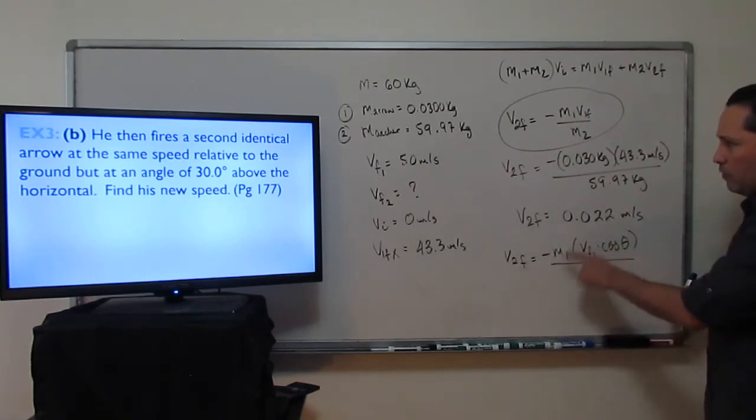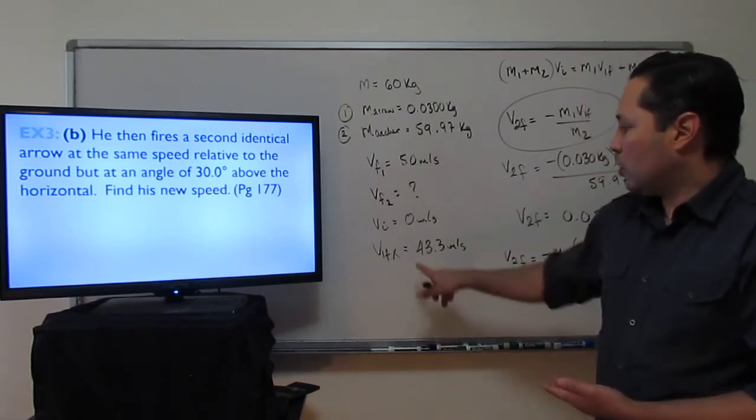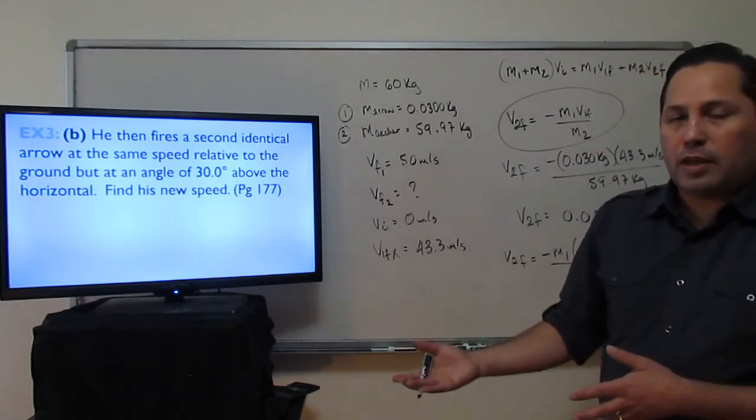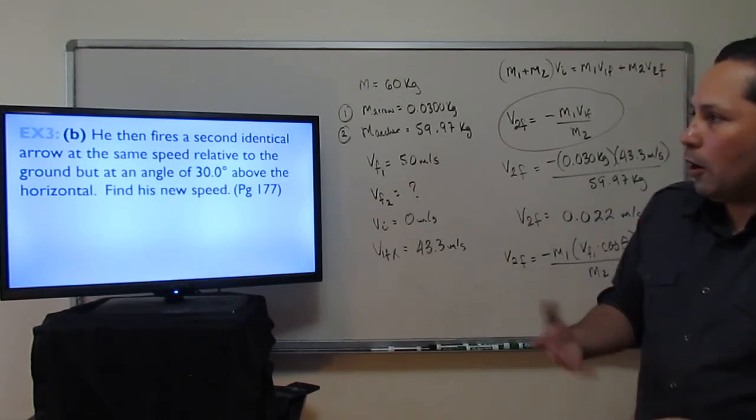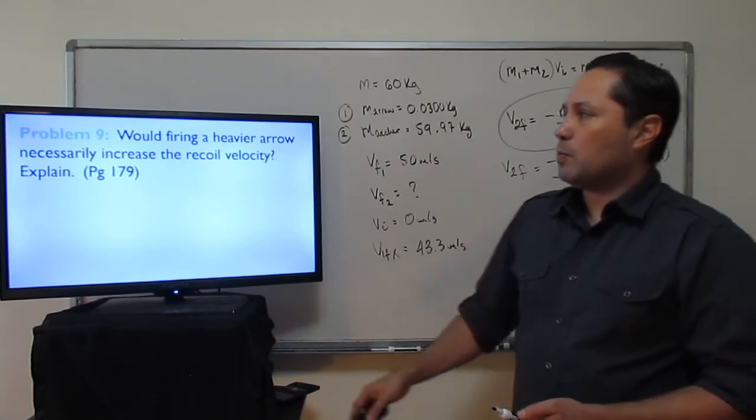That would be the formula you're looking for, whereas velocity 1 final for the first object would have been the cosine theta included with it. Alright, that takes care of part B. Let's go ahead and move along now to problem number 9.